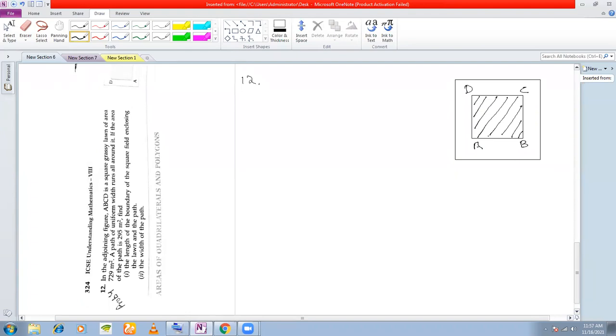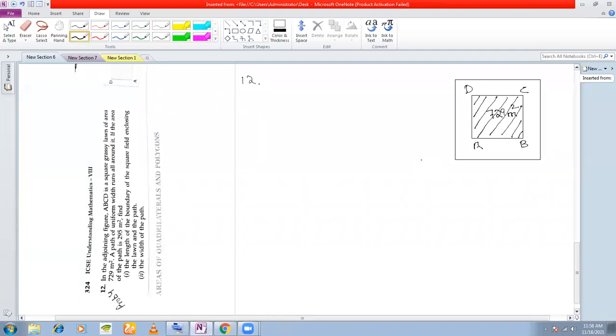Question is, in the adjoining figure, ABCD is a square grassy lawn of area 729. So this is of area 729. This is a grassy lawn in which people can do their morning walk and jogging. Okay, this is a grassy lawn.